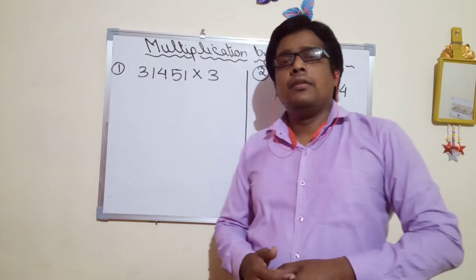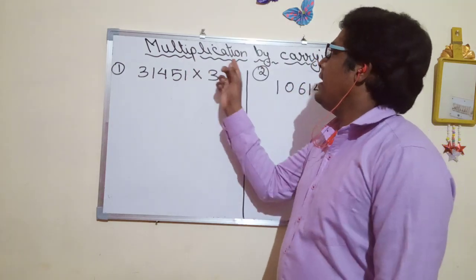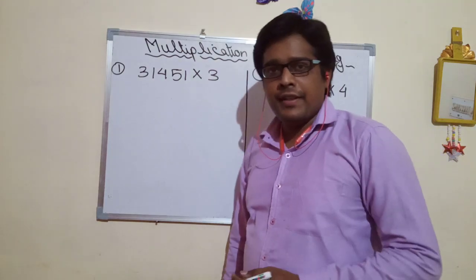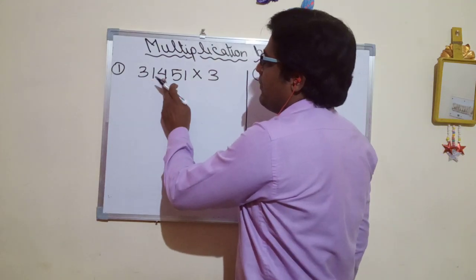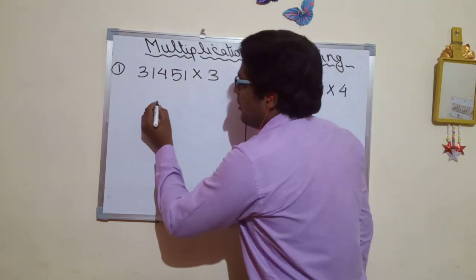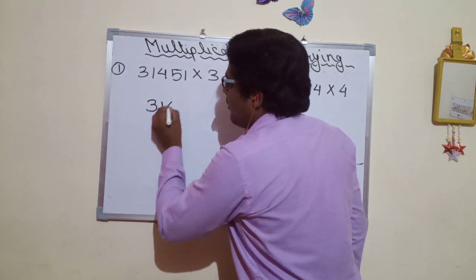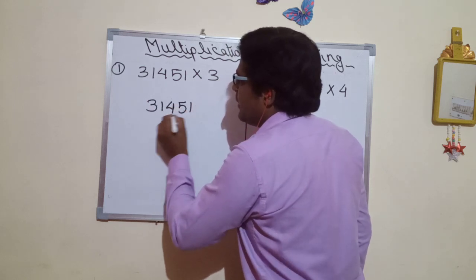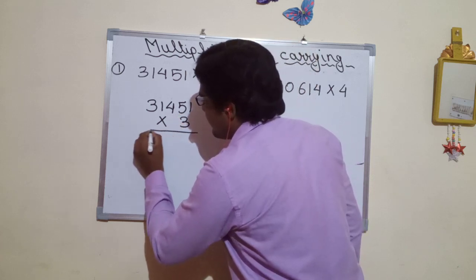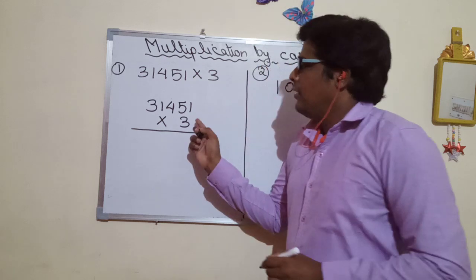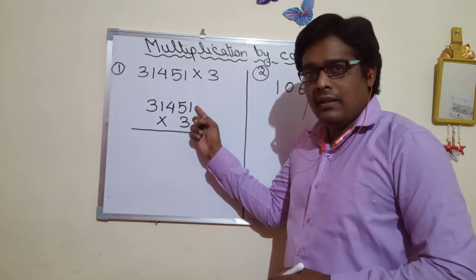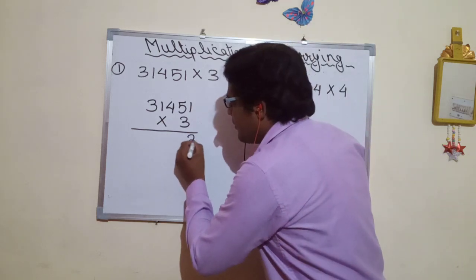Now children, we will see multiplication by carrying. The first question is 31,451 multiplied by 3. First you multiply 3 by the first number. 3 ones are 3. So here you will write 3.